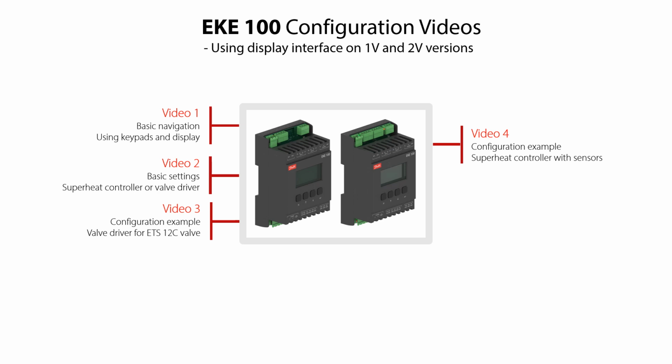Video 4, showing how to configure the EKE 100 as a superheat controller for one stepper motor valve, including configuration of one pressure transmitter and one temperature sensor. And video 5, showing how to configure the EKE 100, allowing you to manually operate a valve.